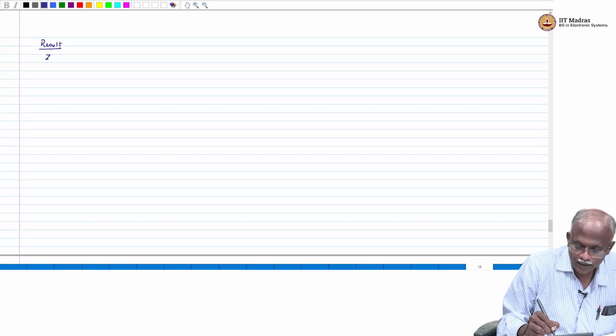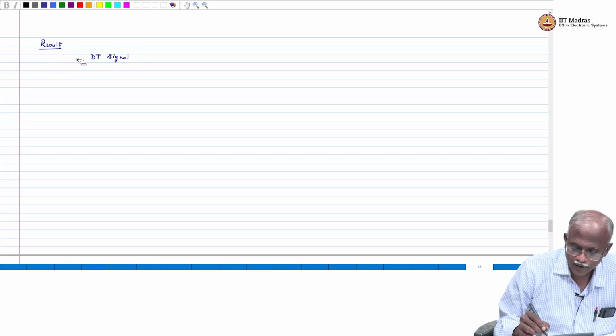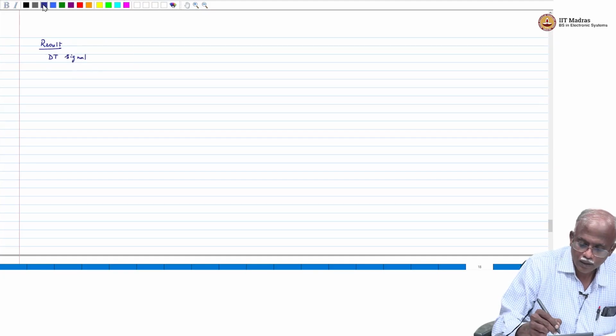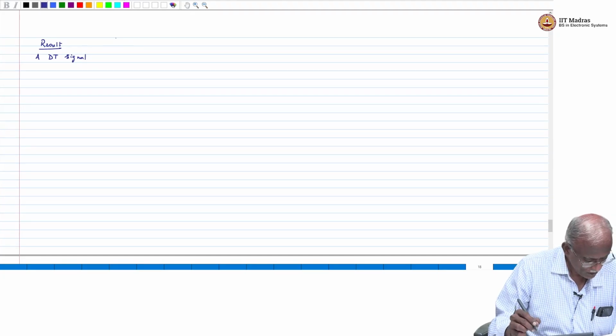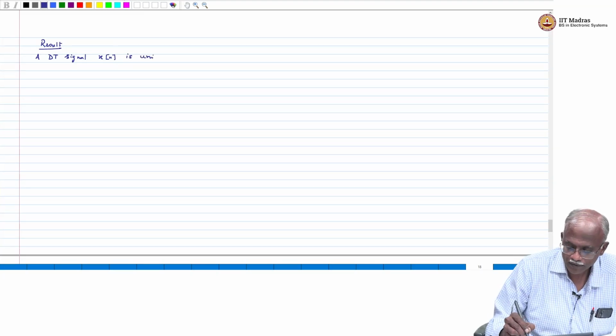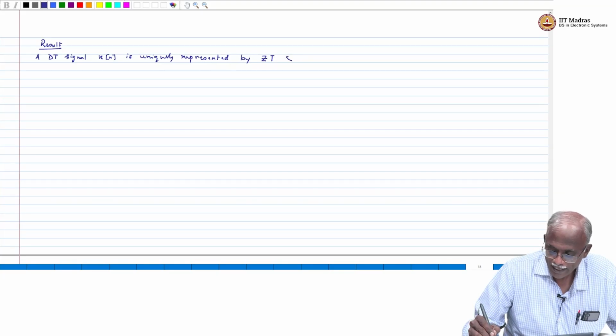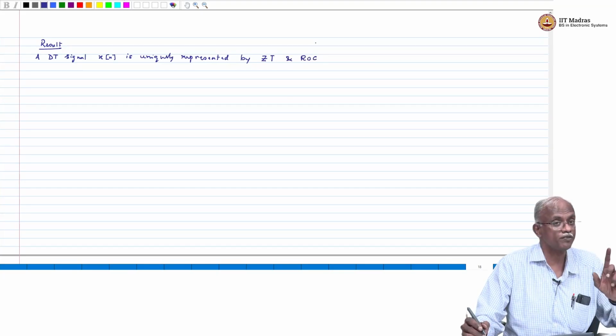The Z transform of a discrete time signal x of n is uniquely represented by the Z transform and ROC. The ROC must be specified, right?